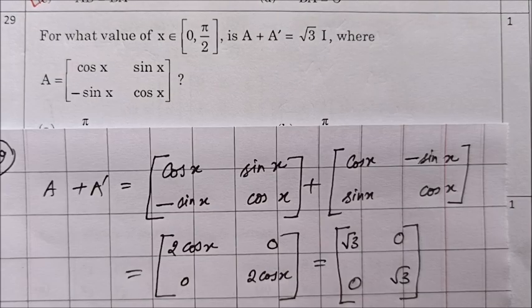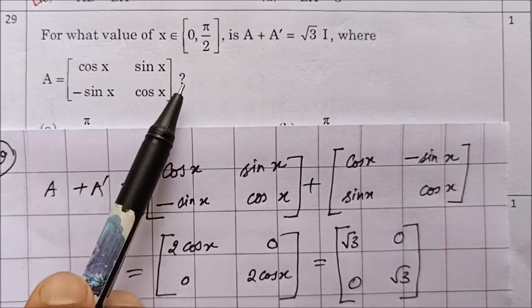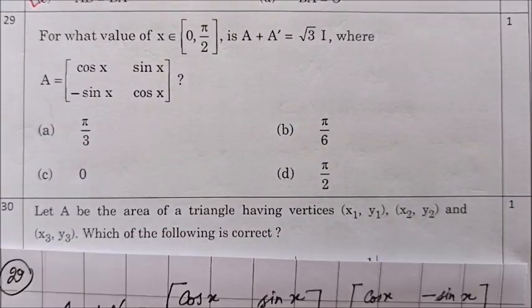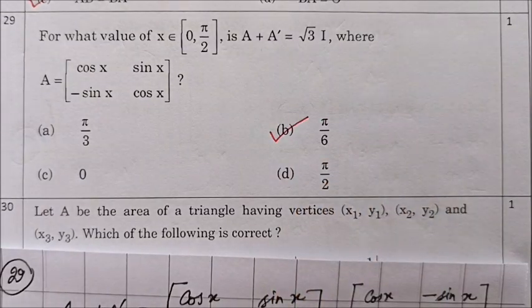And do you know why we have taken pi by 6? Because it is given to us the angle is an acute angle, that means in between 0 to 90 degrees. So our correct option is pi by 6.